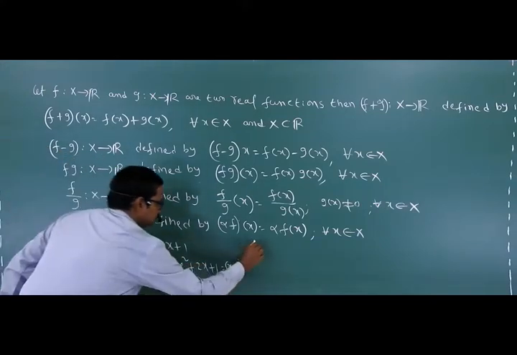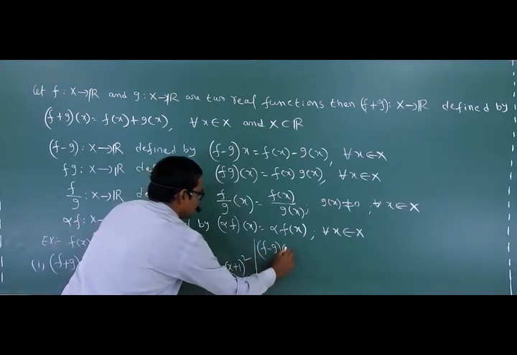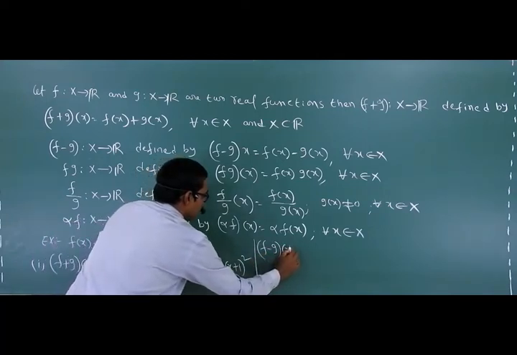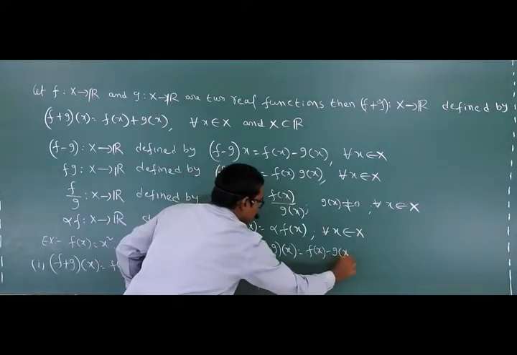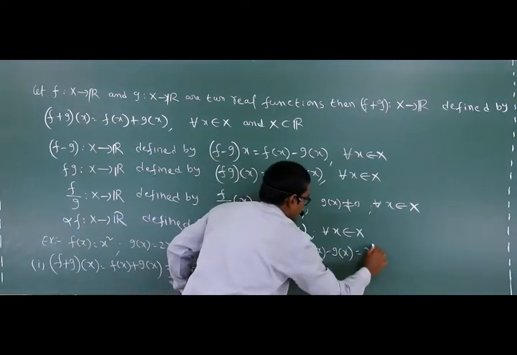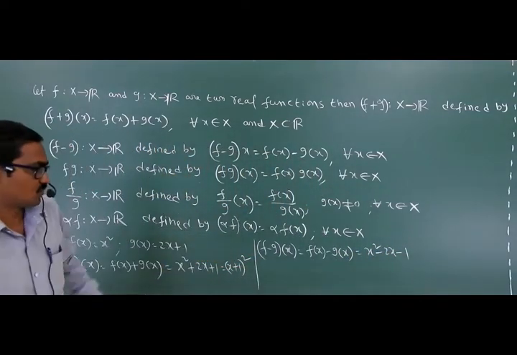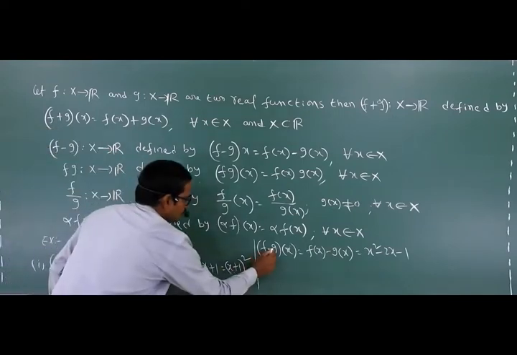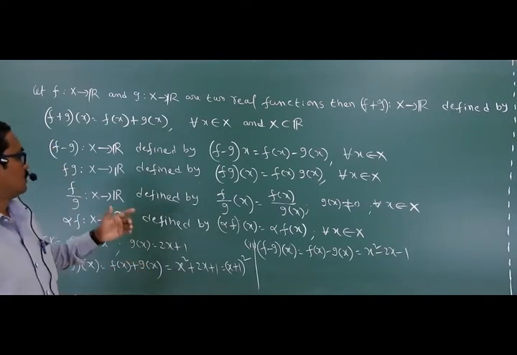Second one, f minus g of x is equal to f of x minus g of x. That is equal to x square minus 2x minus 1. This one is subtraction of one real function from the other. Next, third one.